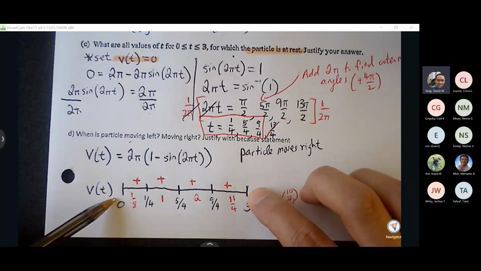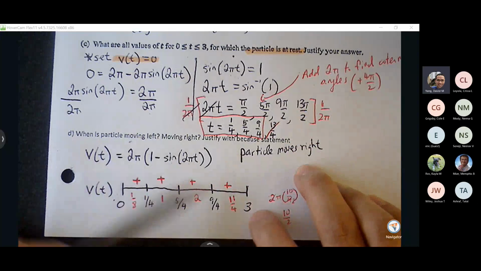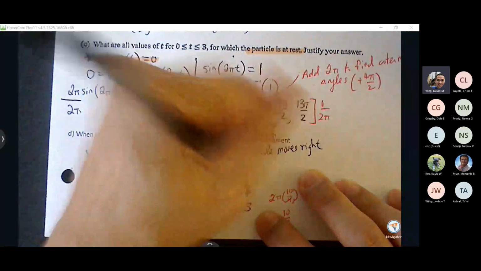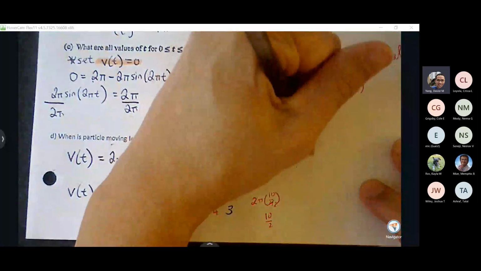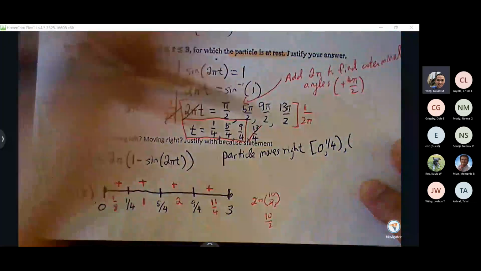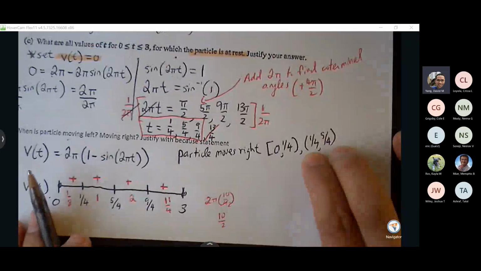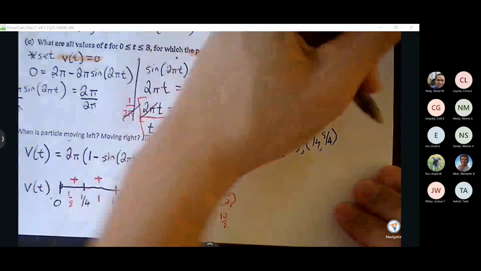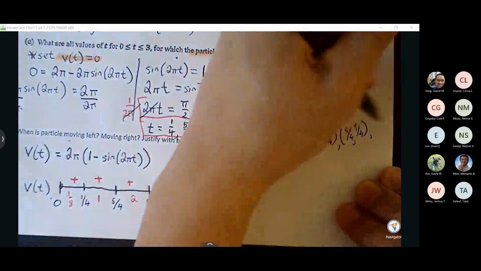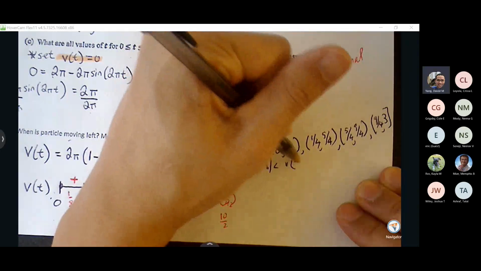And notice 0 and 3 are not places where the particle is at rest, right? If I plug in 0 and 3, the particle is still moving. So we're going to have to include the endpoints in our interval. So we're going to say from 0 to 1/4, 1/4 to 5/4. Now everything in between is parentheses because these are actually places of rest, but the endpoints are not. Okay? Because velocity is greater than 0.